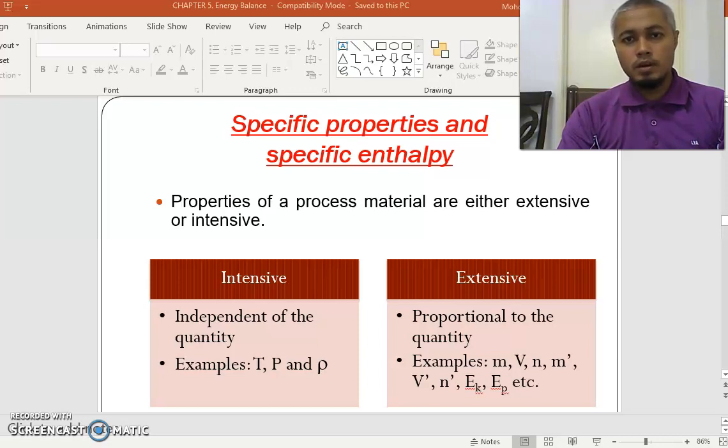Today we are going to learn about specific properties and specific enthalpy. Before that, let's start our class with Surah Al-Fatiha.